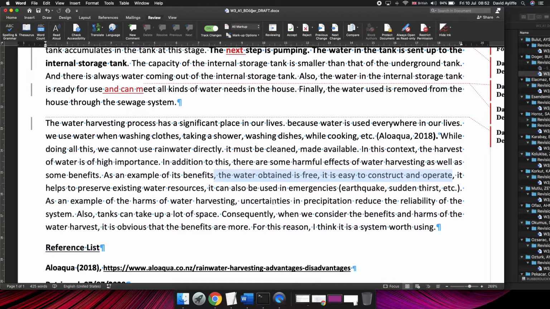Okay, so uncertainty in the reliability, but that's not a harm. Harm is not the right word. It doesn't hurt us. An example of a disadvantage.